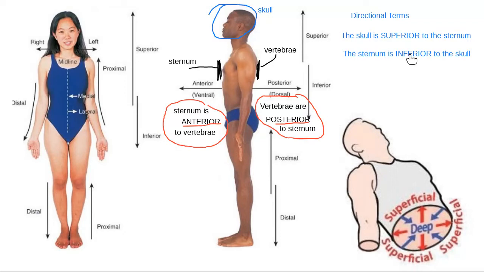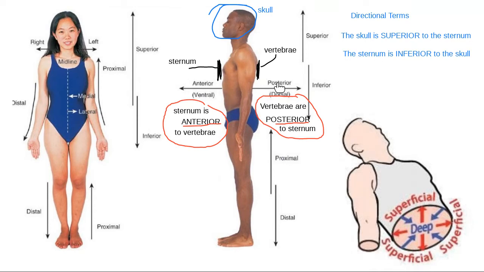So again, if you're comparing two structures, one of them is up higher, one of them is down lower, the words I use to describe that are superior and inferior. If we're describing a structure where somebody lives on the back and somebody lives on the front, anterior and posterior.